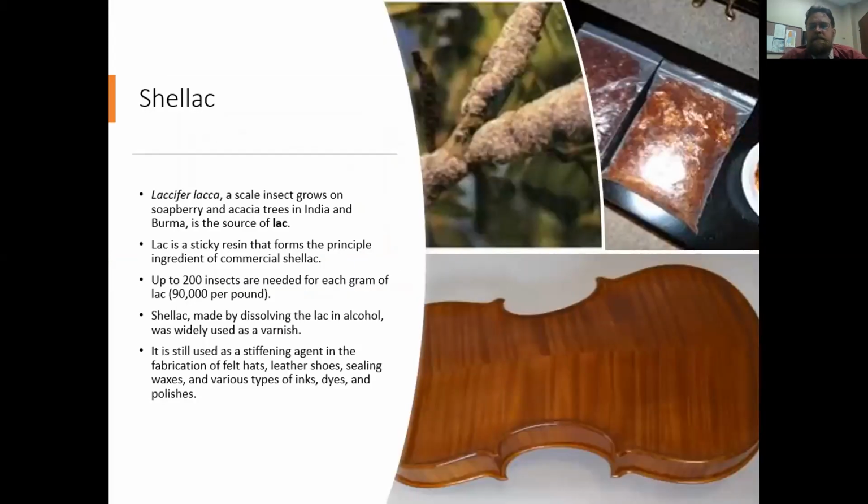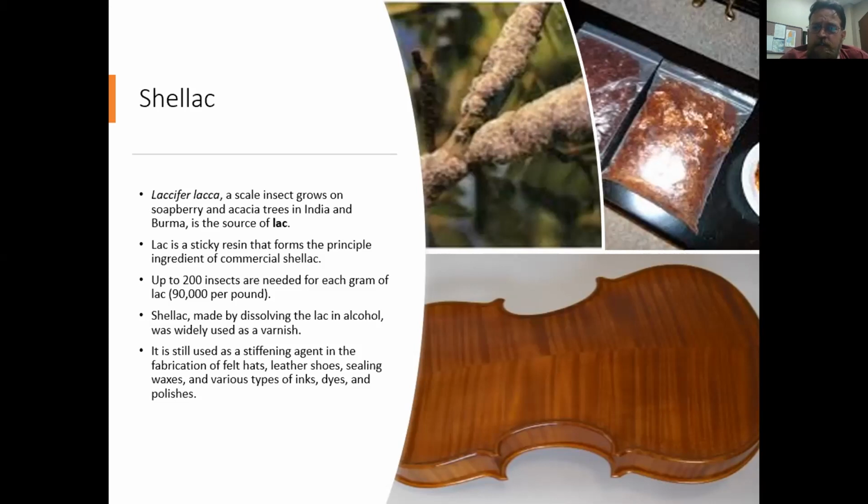Going off into just some interesting diversity here. If you've ever heard the term shellac, shellac is a resin that is used in woodworking and making musical instruments, all sorts of other things, making felt hats and leather shoes and waxes. And shellac comes from a scale insect, which is also in that Hymenoptera group, called Laccifer lacca. That's found on soapberry and acacia trees in India and in Burma. And that sticky resin is the primary ingredient of shellac.